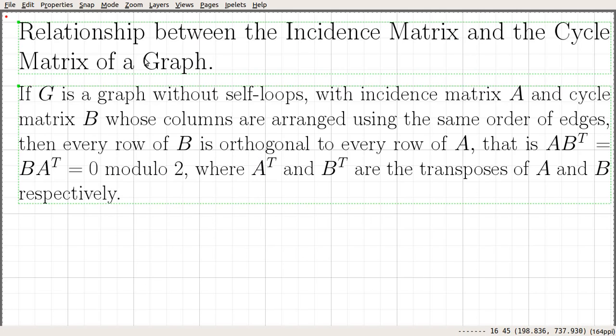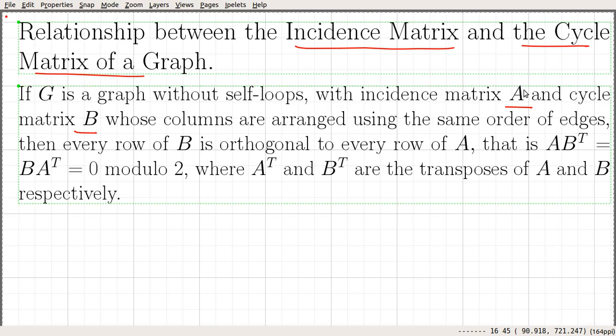Okay, in this video we are going to prove a relationship between the incident matrix of a graph and the cycle matrix of a graph. So the statement reads as follows. If G is a graph without self loop with incident matrix A and cycle matrix B, whose columns are arranged using the same order of edges.